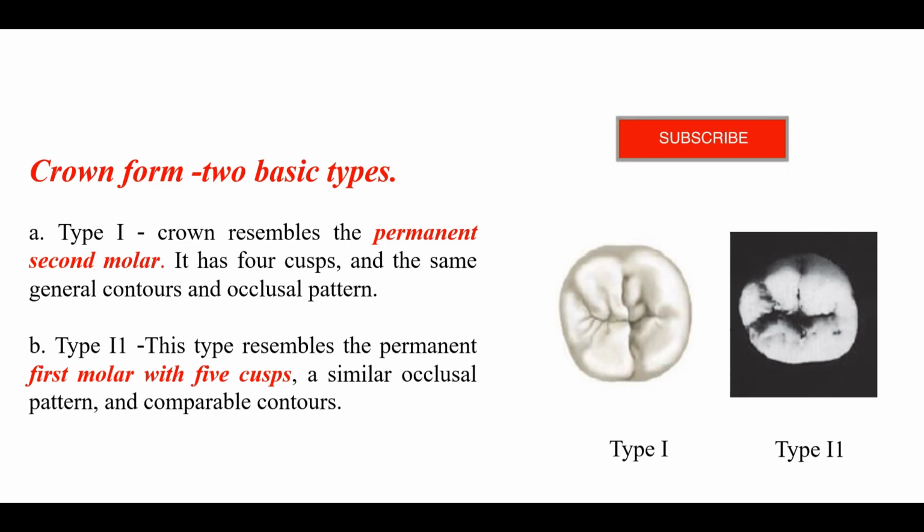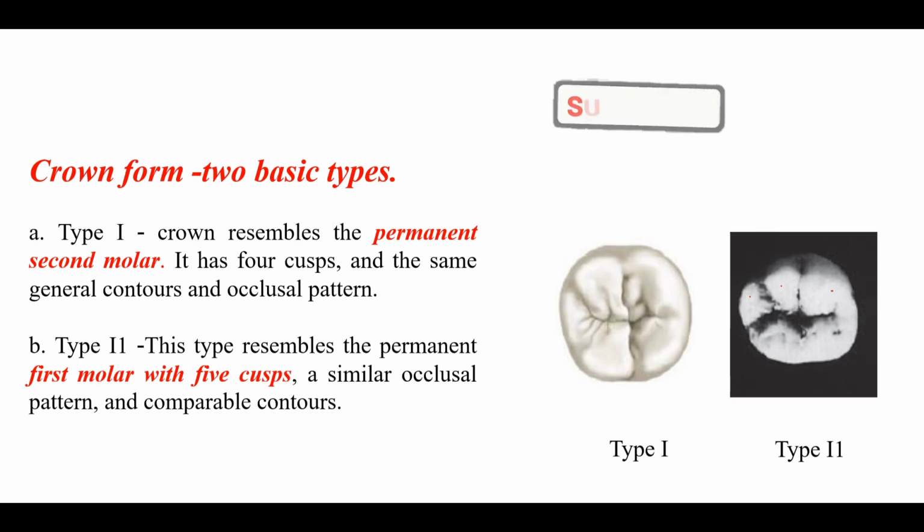There are two basic types. Type 1 resembles the permanent second molar. It has 4 cusps, as you can see, and the same general contours, occlusal pattern and groove pattern and everything. And the other type will resemble the first molar with 5 cusps. You can see 1, 2, 3, 4 and 5 cusps, and it has a similar occlusal pattern and comparable contours to the first molar with the 5 cusp variety.